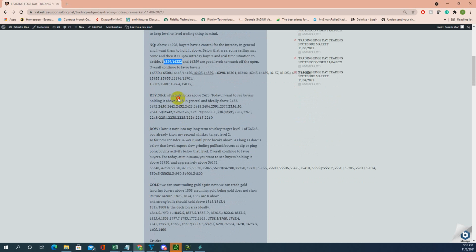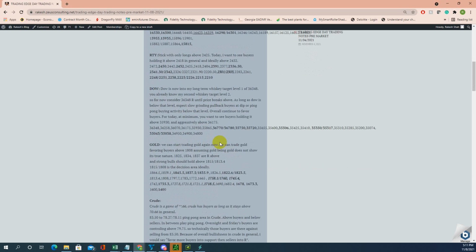In Russell, I did not do anything, except when it hit 56, I said in this chat to watch out, as 56 could be a resistance. Pretty much 56 held, and then price all the way came down to 36, which is in between. So overnight either this or this will act. Dow, I did not bother to look into it.